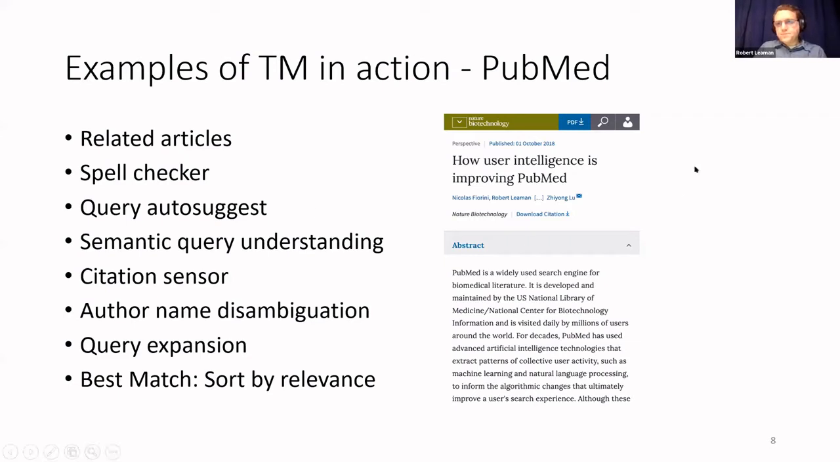spell checking. If you could mute your audio, thank you.